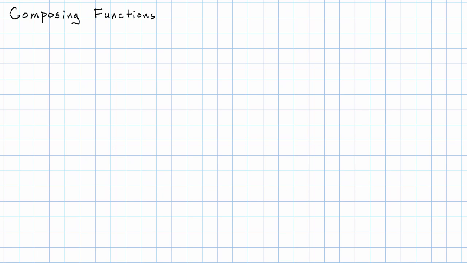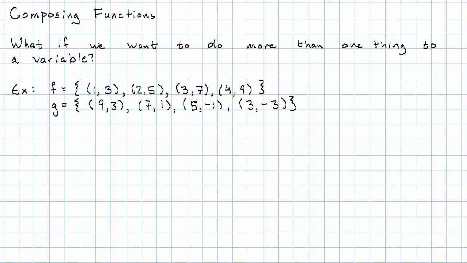So we understand a function as doing something to a variable, which raises the question, what if we want to do more than one thing to a variable? For example, suppose we have these two very simple functions. I've presented these as relations, as collections of ordered pairs, but we can also think of them as collections of inputs and outputs. So f takes the input 1 to the output 3.